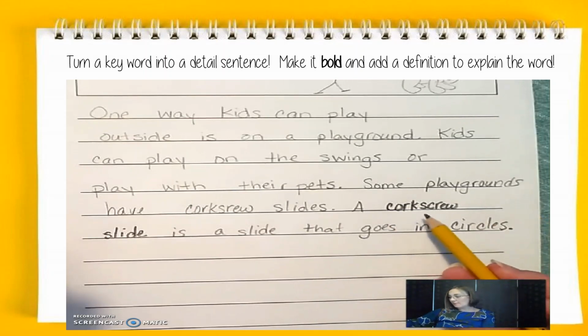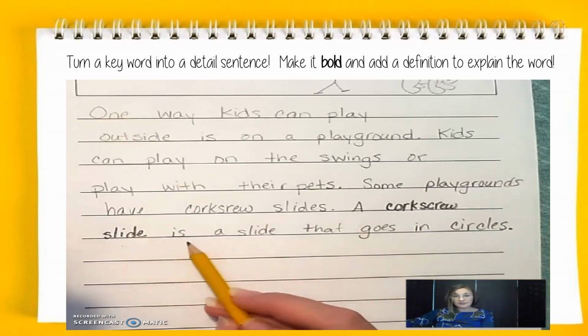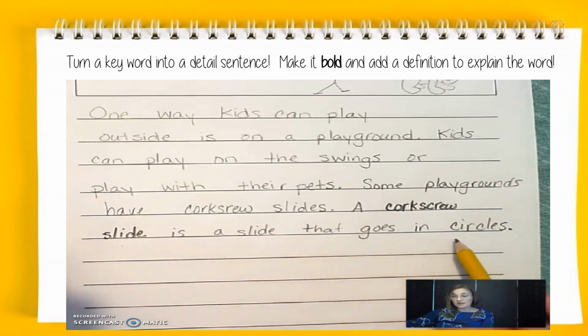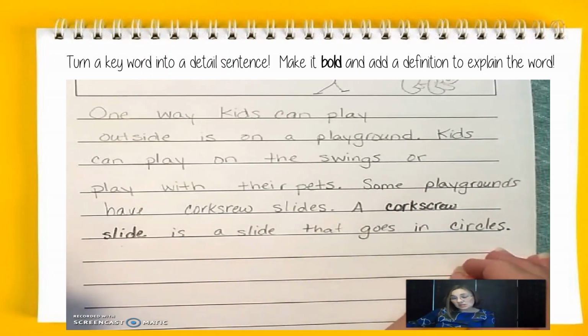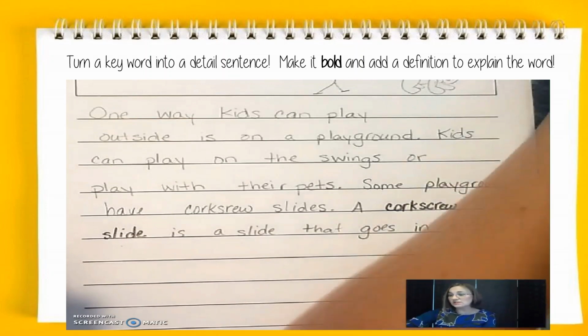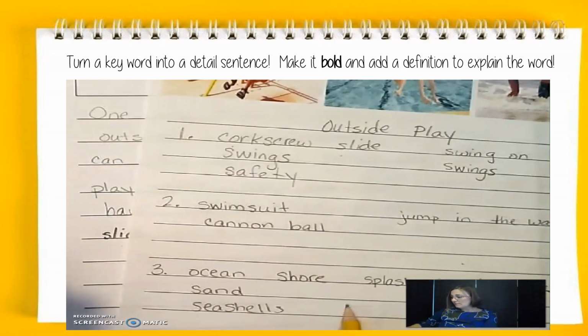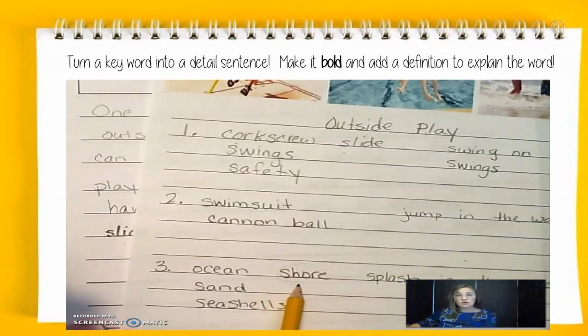So do you see how I made my keyword bold and then I gave a definition? I told what it was. That's how you can use your keywords to do bold definitions. On another page, maybe I use this word, shore, and I explain what shore is. A shore is the part of the beach where the sand meets the water. And then I could make that word bold.